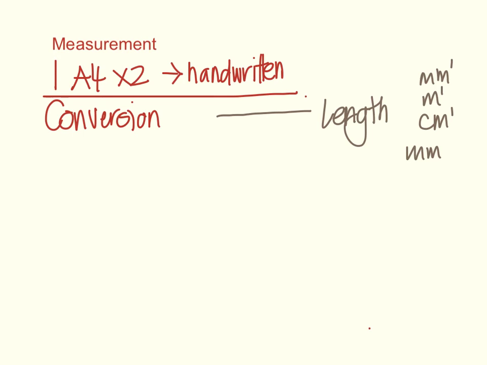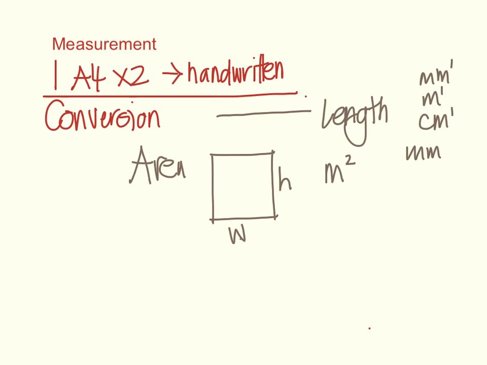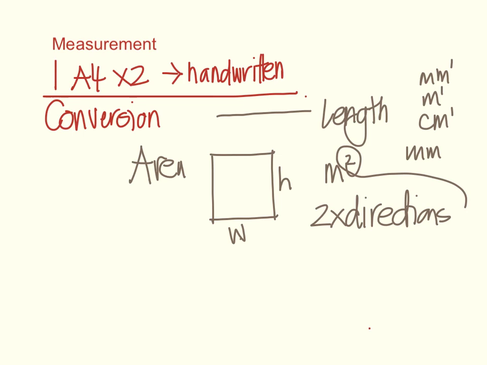If you are going to be doing area, you know that you have got two directions that you're looking at. You've got height and width, okay, or you've got length and breadth, and because you are going in two directions, your units are going to be squared, okay? Two directions means that this is a 2.